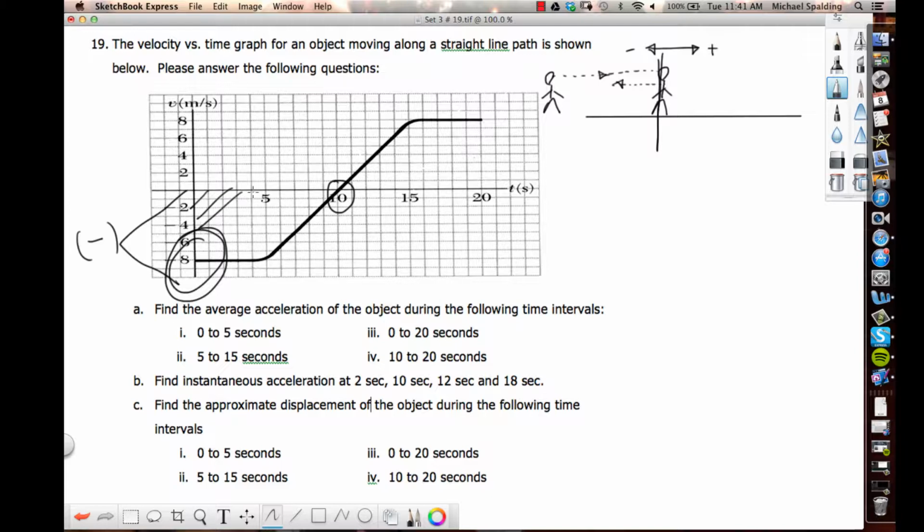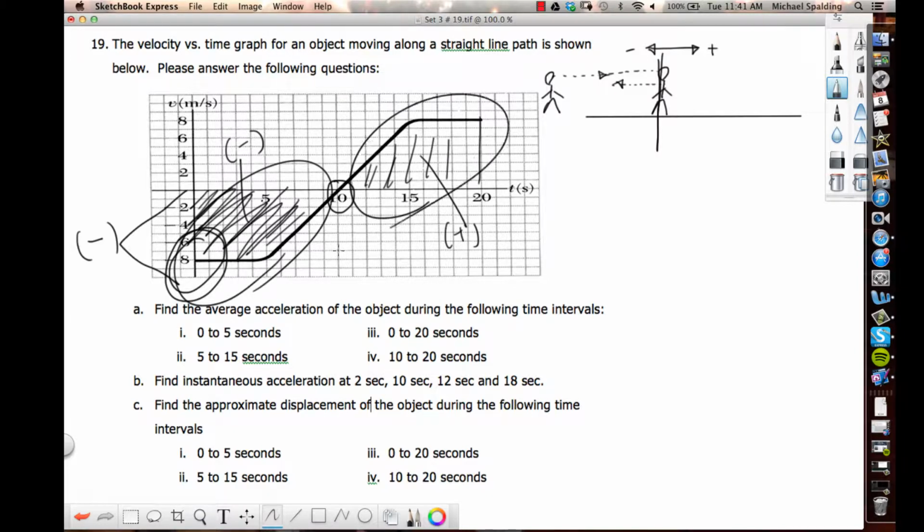What's the area under a velocity time graph? Displacement. So look at this area. This area here is plus or minus? Minus. That's negative. And then this area here is plus. Are these areas the same or different? The same. This area here and this area here are identical, which tells me his negative displacement and his positive displacement are the same. So the guy walks out a negative displacement, and then comes back the same positive displacement. Does that make sense?